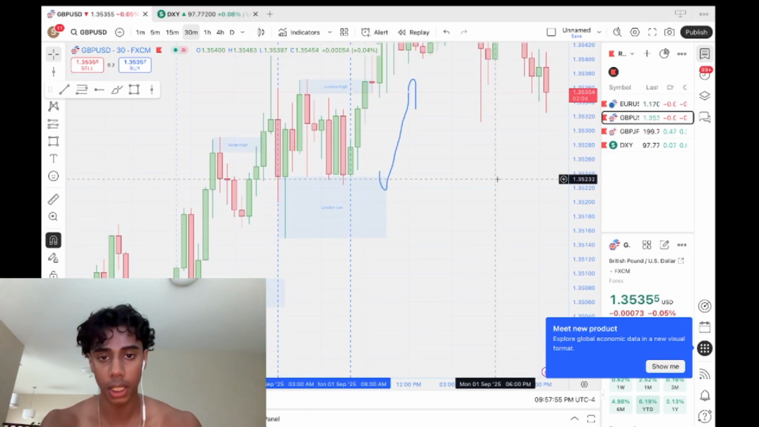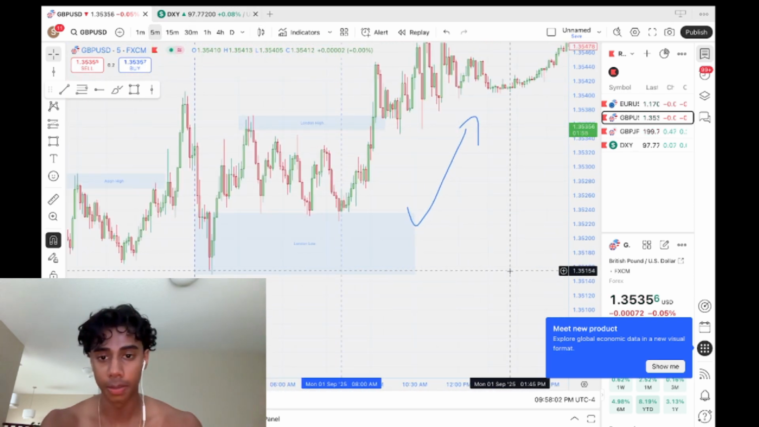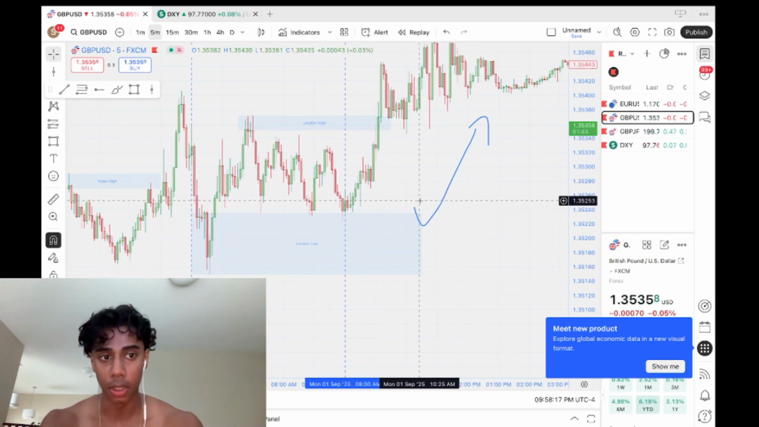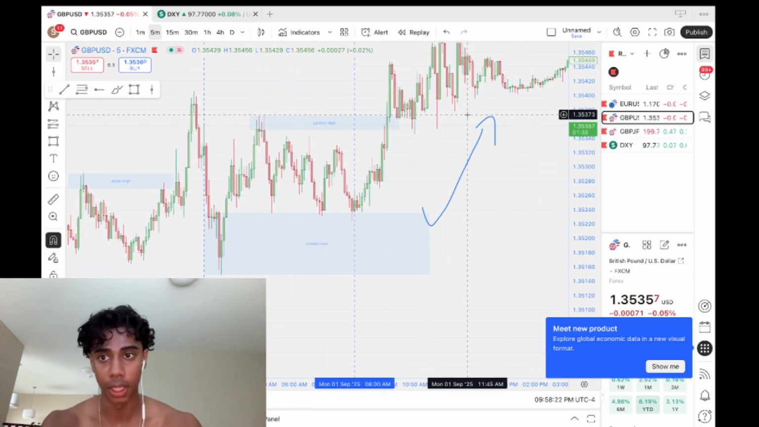Now EURUSD comes and takes out the London low, however GBPUSD does not actually take out the low. So what I believe is this is an SMT. Now why is it an SMT? Because EURUSD was able to take out the London low, which means it was stronger sell side. GBPUSD was not able to take out the low, meaning it was stronger buy side. So I would use that as confirmation for GBPUSD to start moving to the upside.